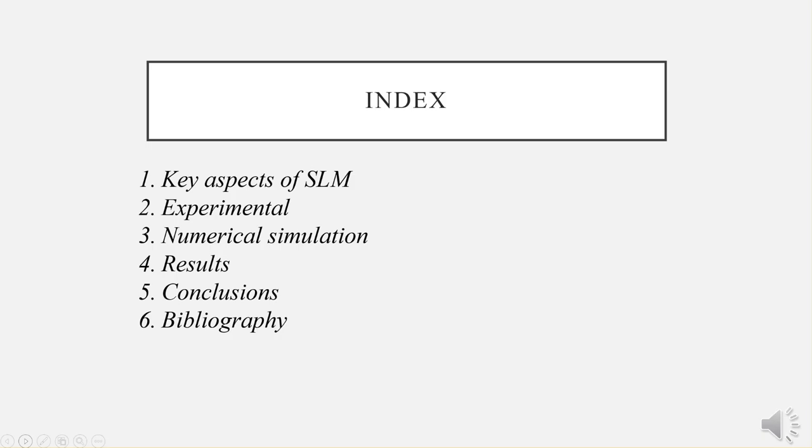This is the index I will be following. After a few introductory comments, we will analyze the experimental work that serves as a basis for the present research. After that, we will discuss the numerical model proposed to simulate the situations considered in the experiments. Next, we will attempt to match both experimental and numerical results.